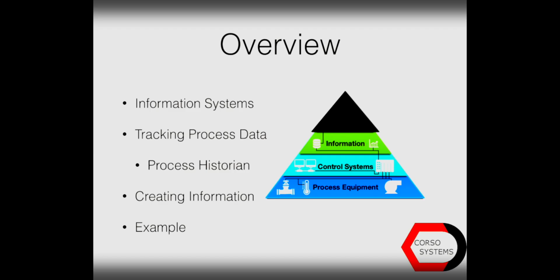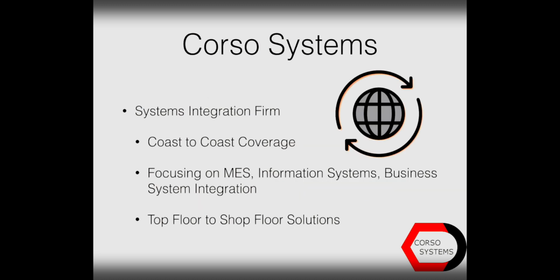A little bit of an overview. Today we will talk about information systems, which is our third layer on the automation pyramid. We'll talk about tracking process data, which is that process historian you've been hearing about. At this point, we still have data and we need to create the information, and then we'll give you a real example of how we've put this together, and I'm not going to tell you about that until we've gotten there.